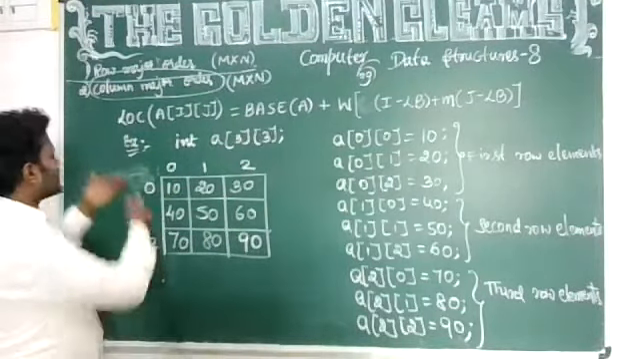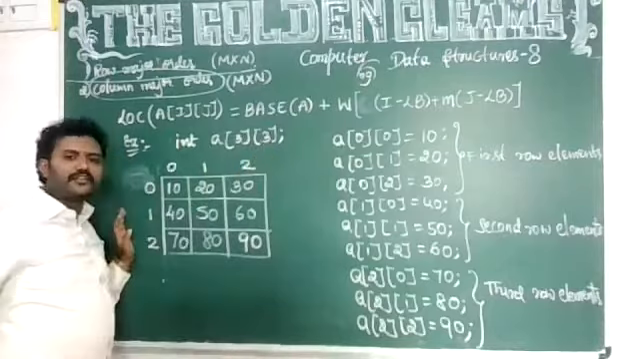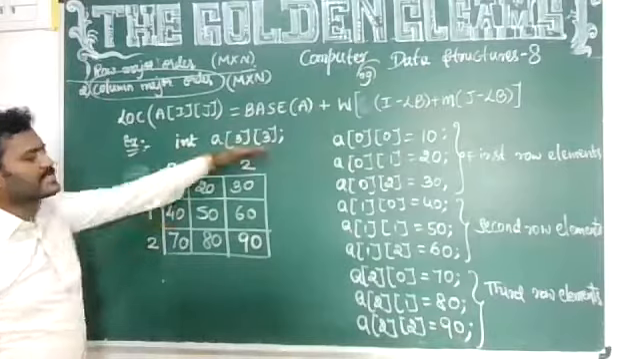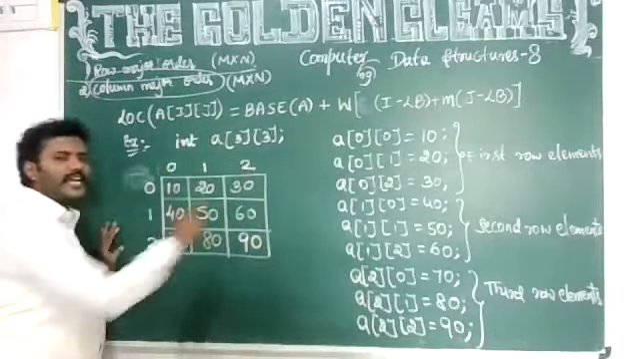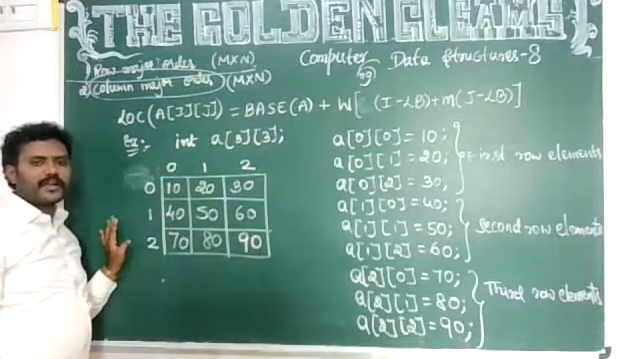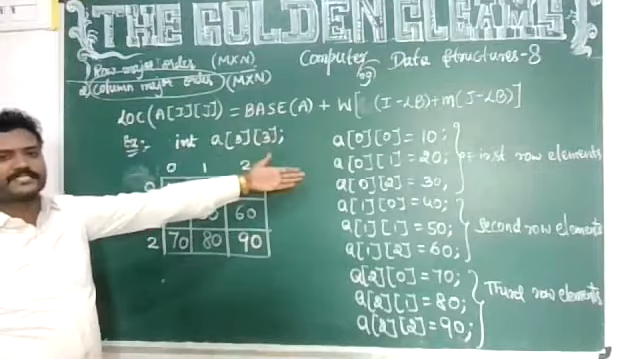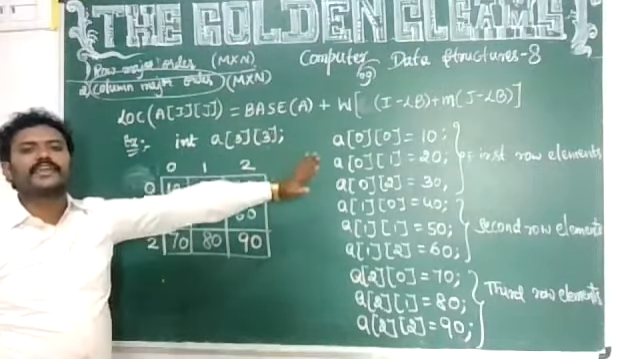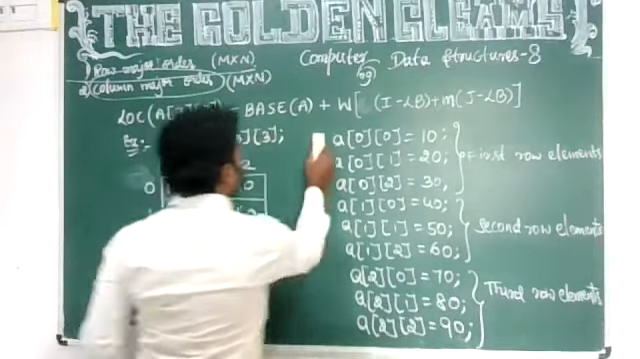Got the idea? Example: int A[3][3], 3 into 3 is equal to 9 elements, students. The elements are same. There are no changes here. Write the box as it is, students. Getting the idea? But when we represent the column major order, we change the row major order completely. How? Look, students, very simple.